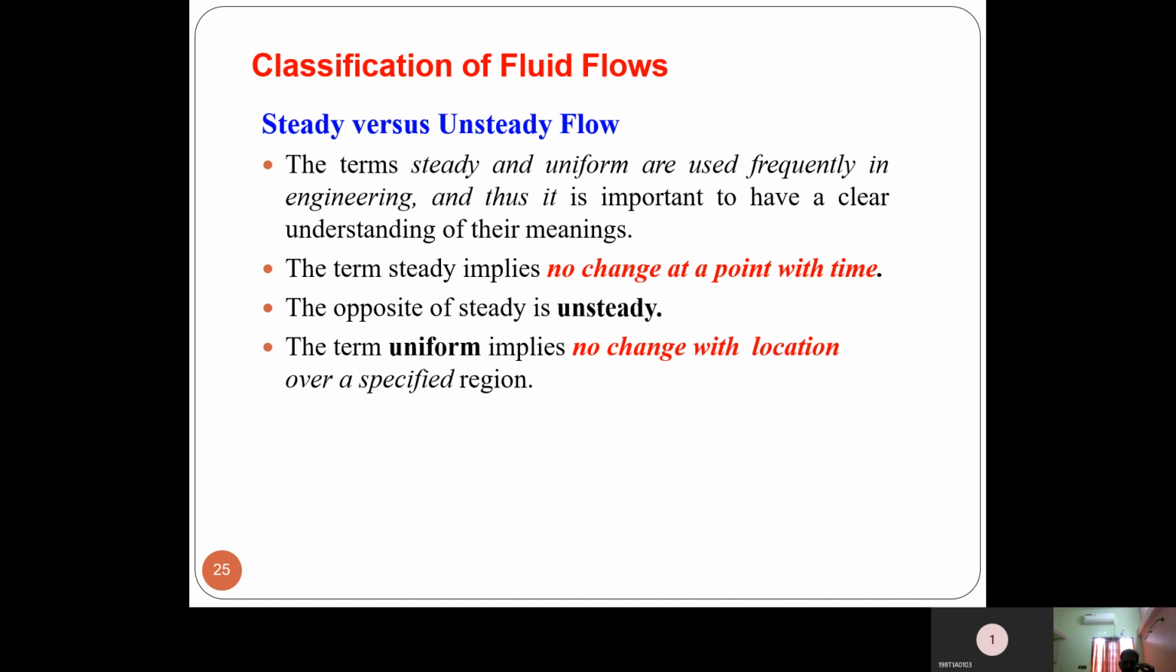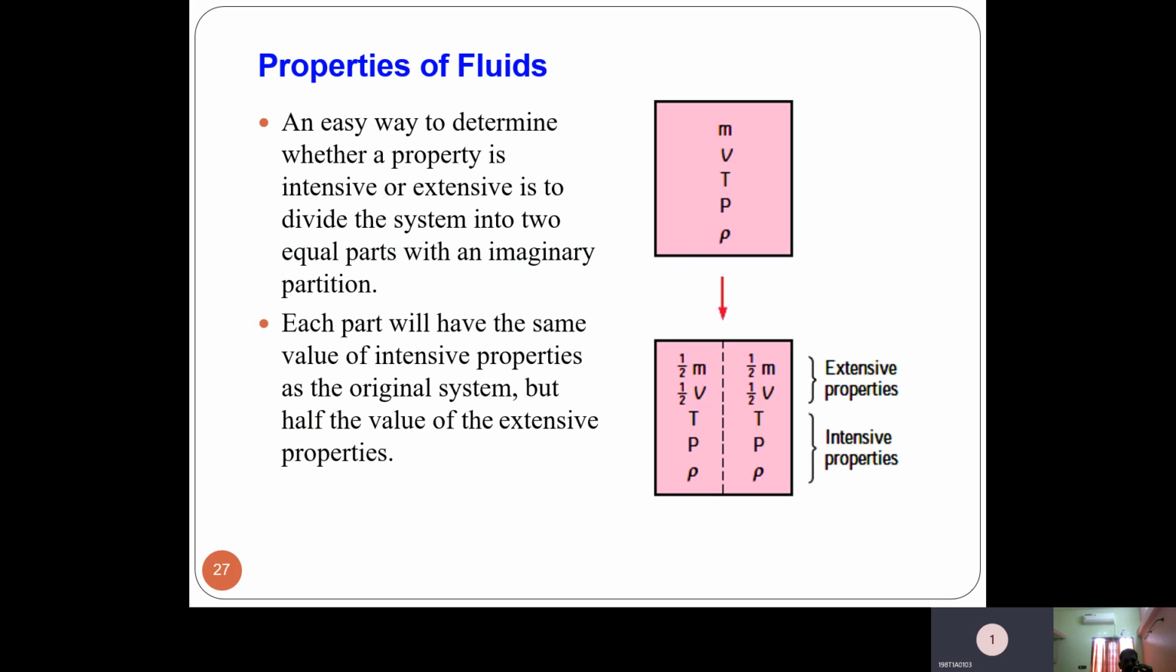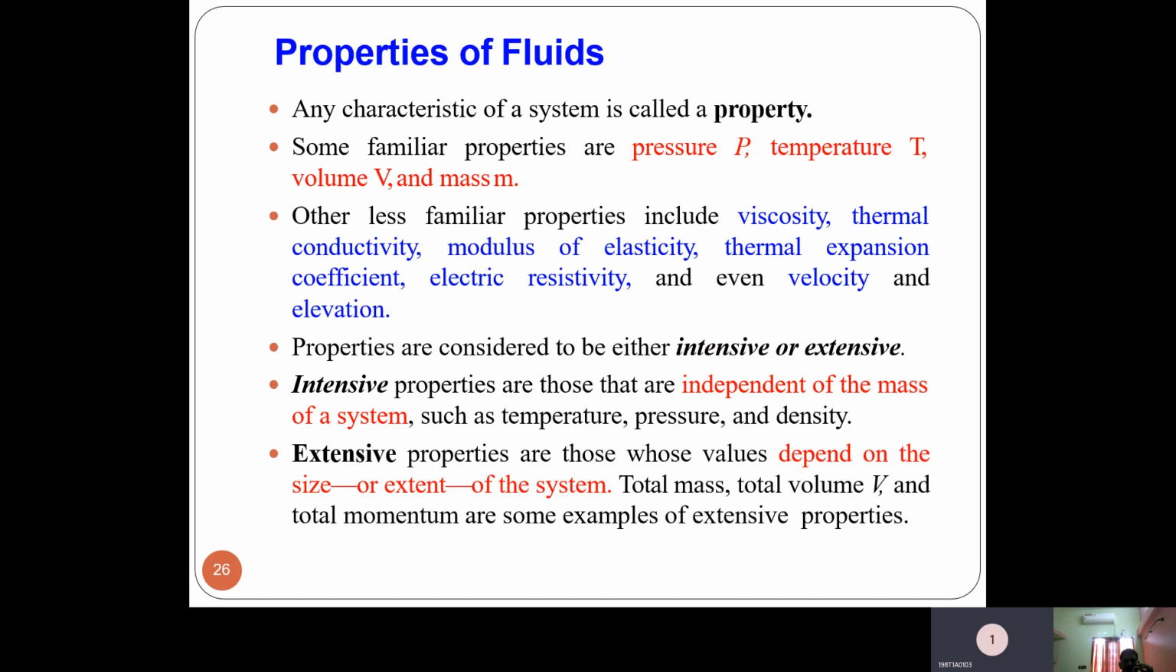Next, the term uniform implies no change with the location or over a specified region or over a specified period, then that is called uniform. Okay, uniform means if a fluid velocity is uniform over a particular time period, then that is called uniform flow. Non-uniform flow means if a fluid velocity changes over a certain period, then that is called non-uniform flow. These are certain types of fluid flows.